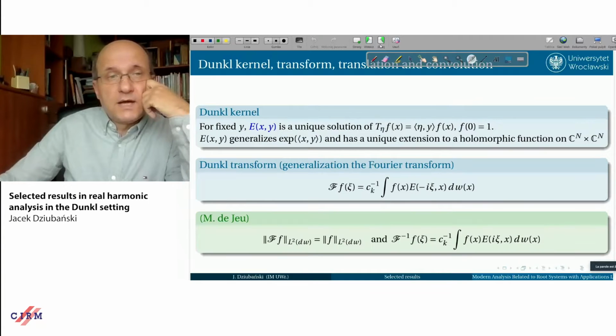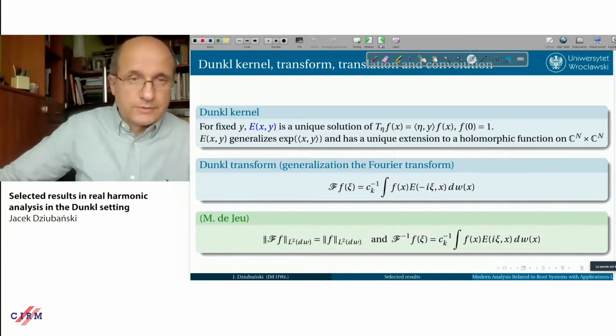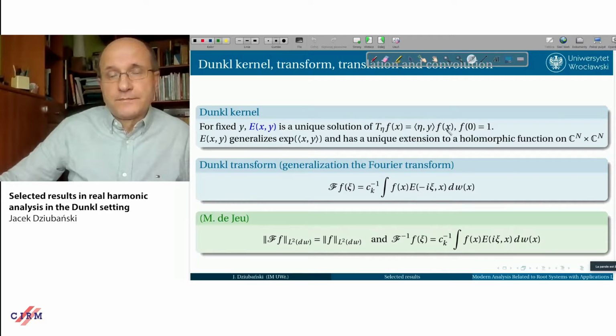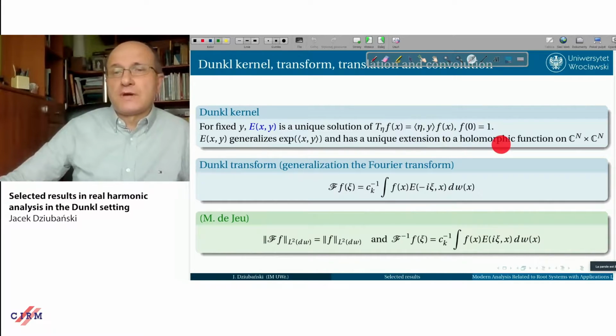Okay, and now the Dunkl kernel, we already know, will be denoted by E(x,y), and it is the unique solution of a certain system of equations which involve the Dunkl operators. And we know that the Dunkl kernel is a generalized exponential function, and it has a unique extension to a holomorphic function on Cn times Cn.